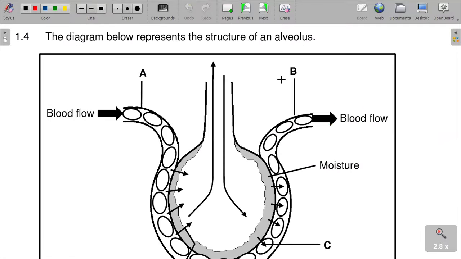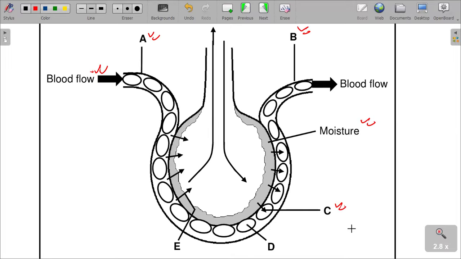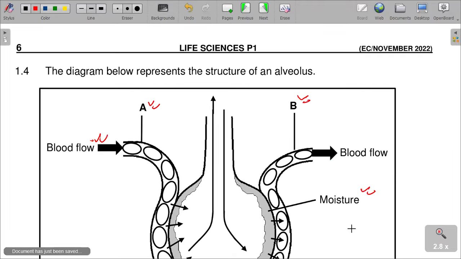The diagram below represents the structure of the alveolus. We are seeing blood flow. We have got our structures A and B, and also we have got moisture. We have got our structure C, and then we have got the in and out of gaseous exchange, which is showing the gaseous exchange there.